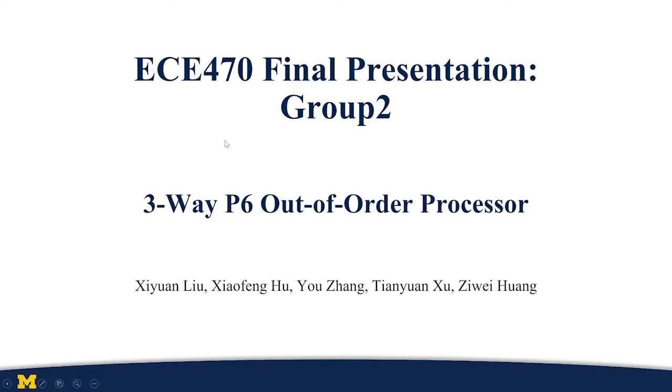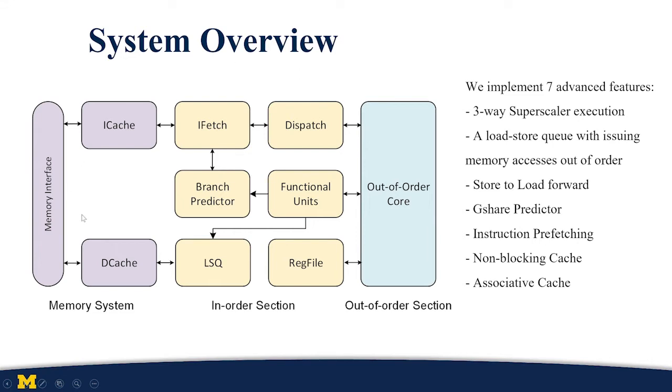Okay, hi everyone. We are group 2 and we are ready to give our final three-way P6-like out-of-order processor presentation. This is our system overview, and on the left side you can see our memory system with a non-blocking associative D-cache and a non-blocking associative I-cache with a prefetcher.